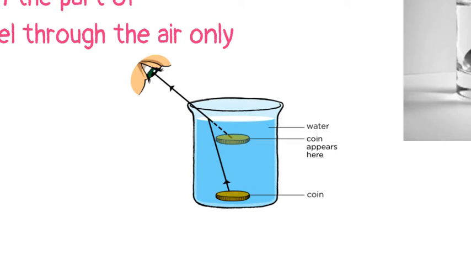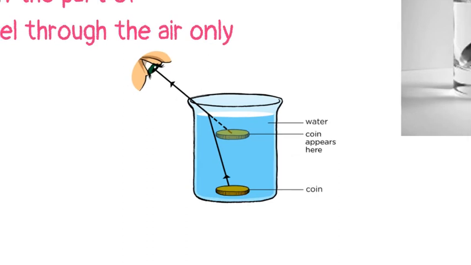Okay. If I asked you why the bottom of a swimming pool appears in a higher position than its real one, or why the fish under the water appears nearer than its normal position, it is due to light refraction.